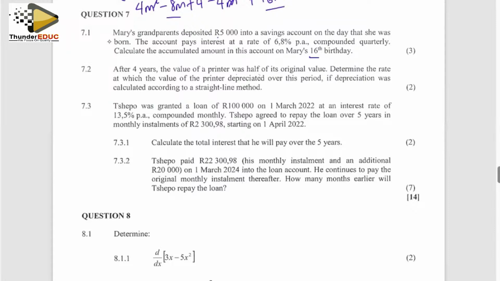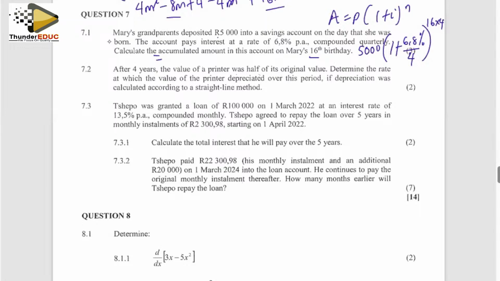All right, so what we're going to do, I'm going to say A is equal to P into 1 plus i to the exponent of n. Okay, let's do the substitution. So we have 5,000, since this is a lump sum, plus, that is 6.8%. I'm dividing it by 4 to the exponent of 16 times 4. Okay. So all I have to do is just punch this into the calculator.